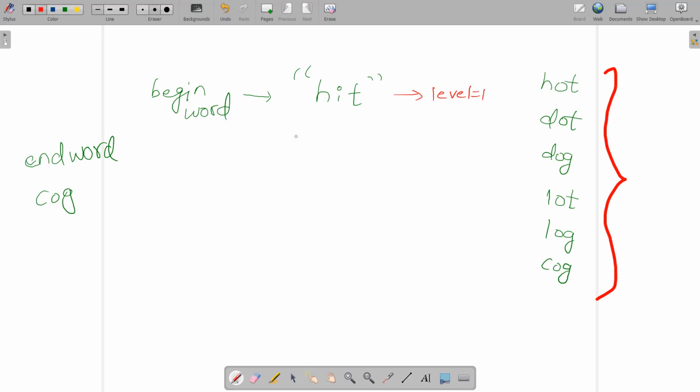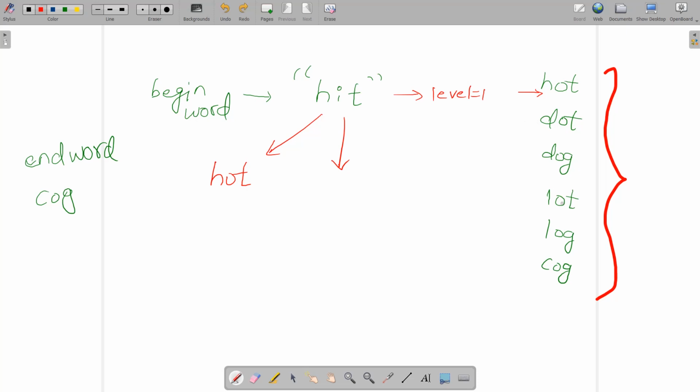So let me move on to level equal to 2. All the strings which are at level 2 must differ from the string hit by exactly 1 character, right? So can we move from hit to hot? Yes, we can move. Can we move from hit to dot? No, we cannot. You can see D and H are not matching, and O and I are not matching, so the number of characters differing is exactly 2, so we cannot move.